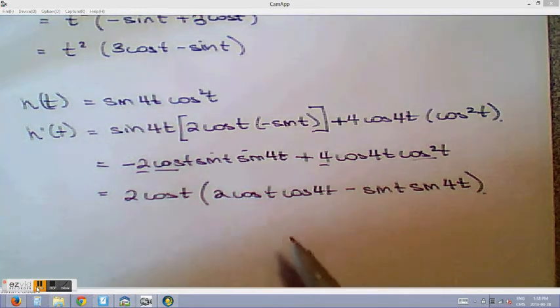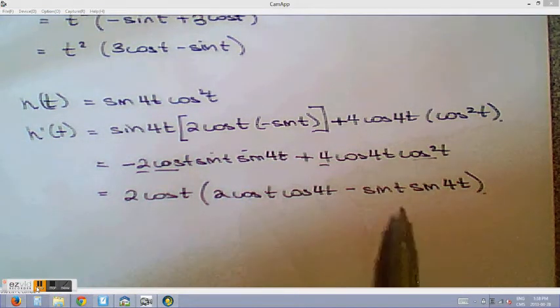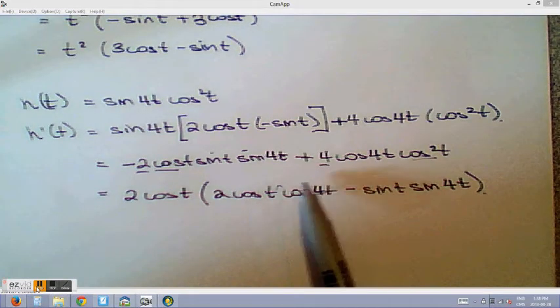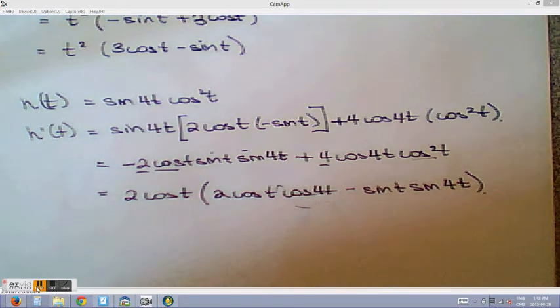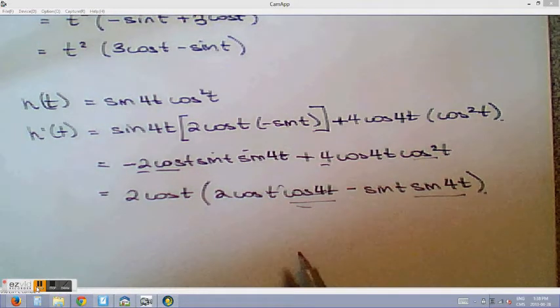Is there anything that we could have used as an identity? Maybe simplifying these, but I think that we would actually make it more complicated if we use some of our double angle identities here. And I think that would be a final answer.